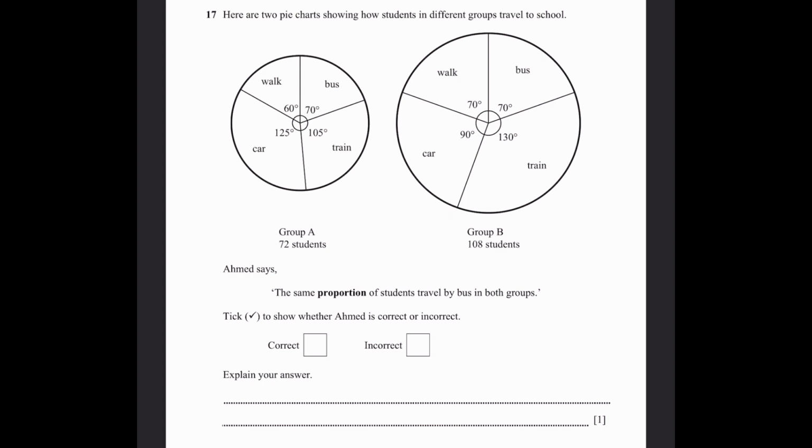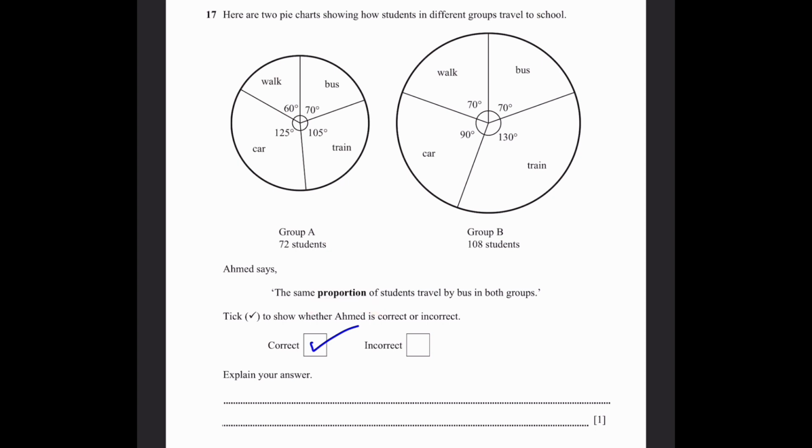Question 17. Here are 2 pie charts showing how students in different groups travel to school. Group A, 72, and Group B, 108 students. Argument says the same proportion of students travel by bus in both groups. Tick to show whether argument is correct or not. Explain. The answer is correct.